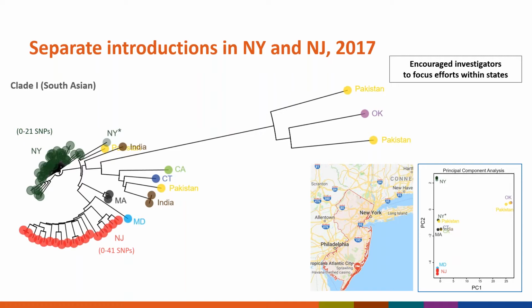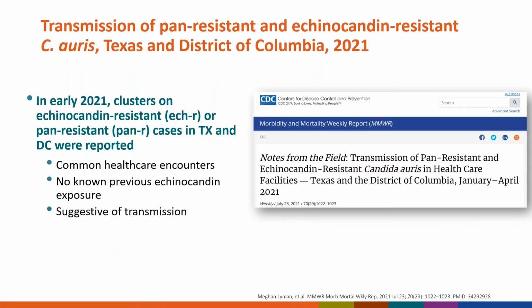And so this really shifted the investigation, where we were confident enough for public health investigators in New York and New Jersey that we could encourage them to focus efforts within their states and not really to think about transmission between their states. So a really nice example of how we use this data. The second example, this is more recent.